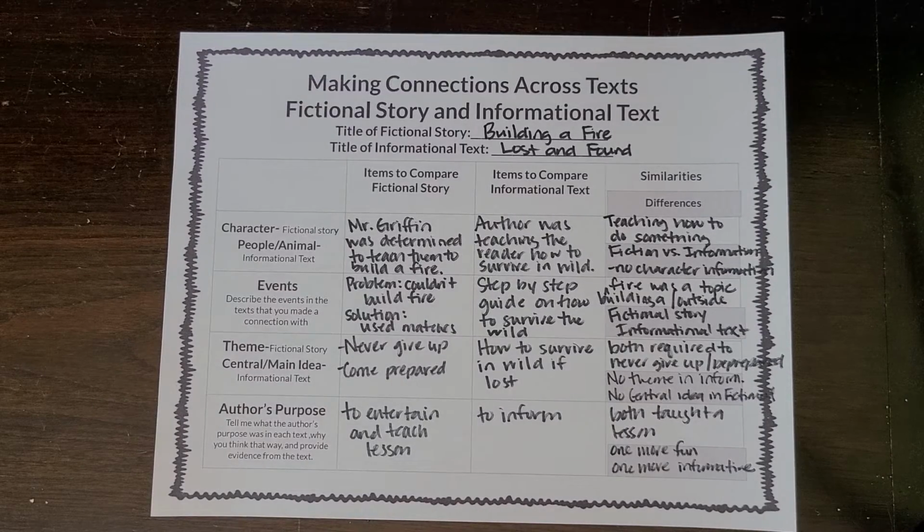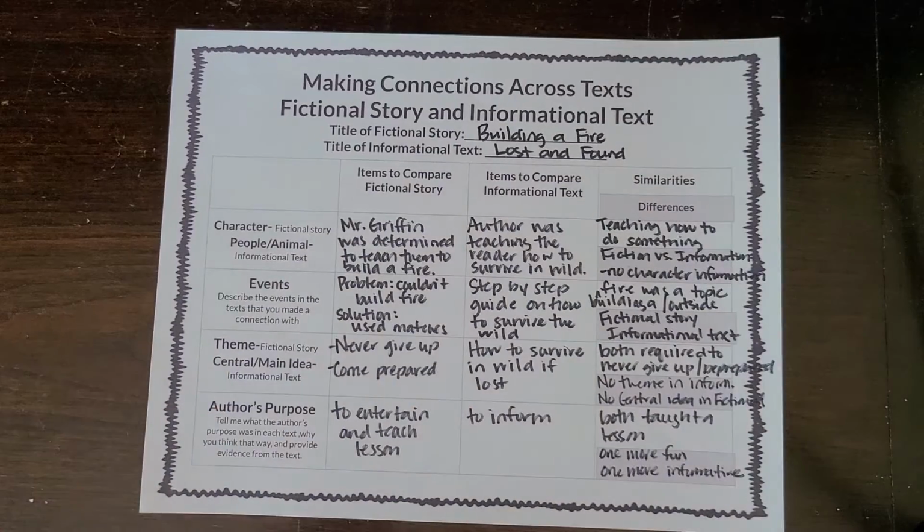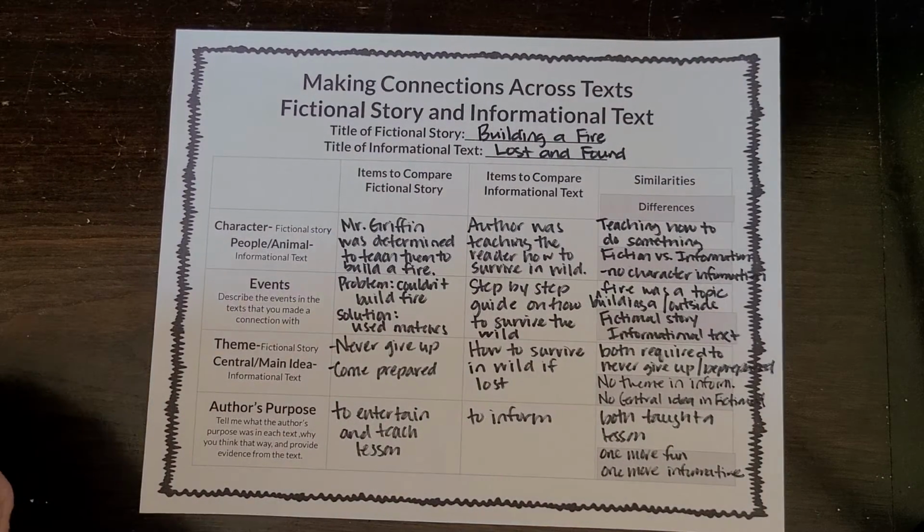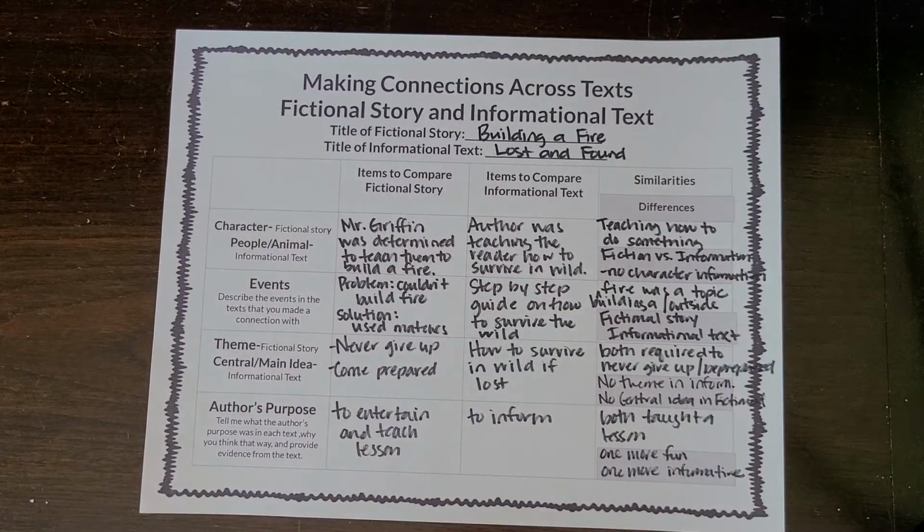So just make sure that while you are comparing your fictional story and your informational text that you're remembering all four of the different items you need to analyze, and then remember the connections that you've already made Monday and Tuesday of this week in regards to each story you were given.